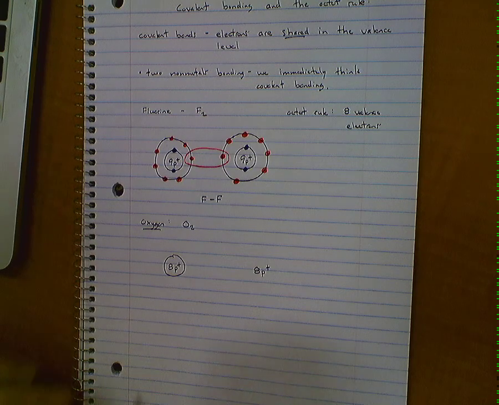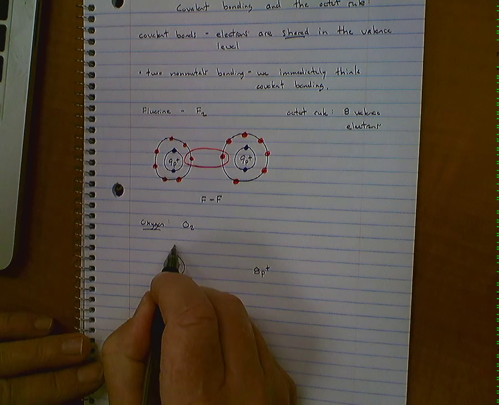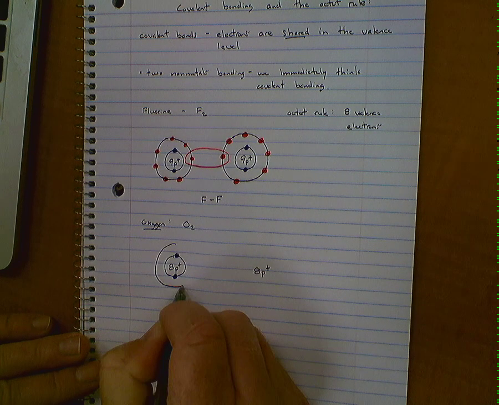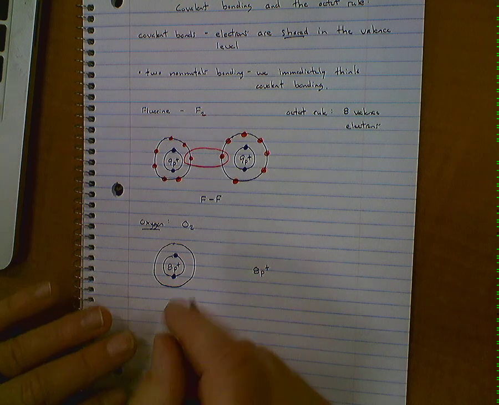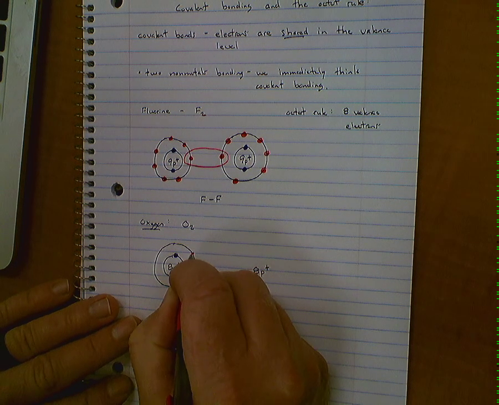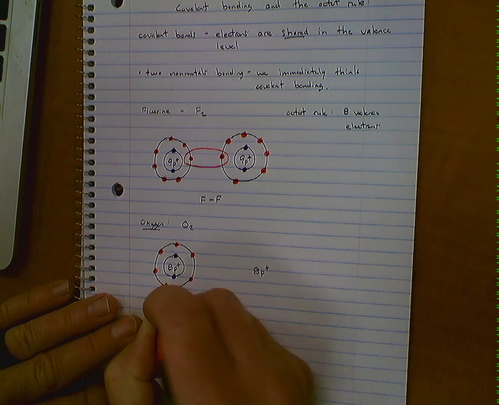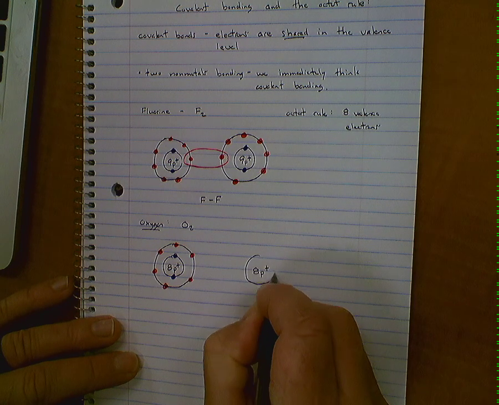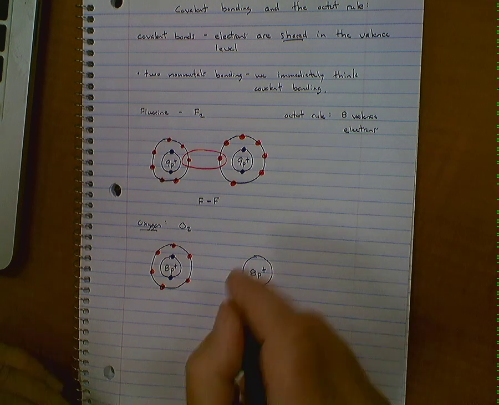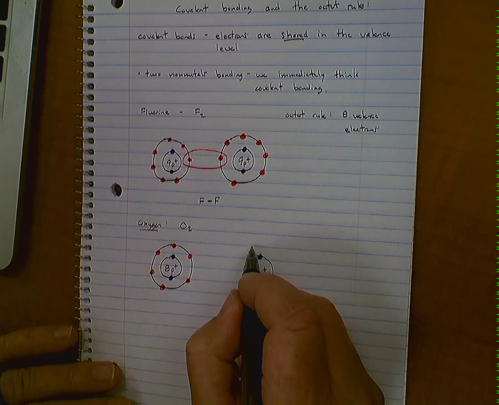First level, 2 inner level electrons. Second level, 6 valence electrons. 1, 2, 3, 4, 5, 6. Over here, the same thing. First level, 2.